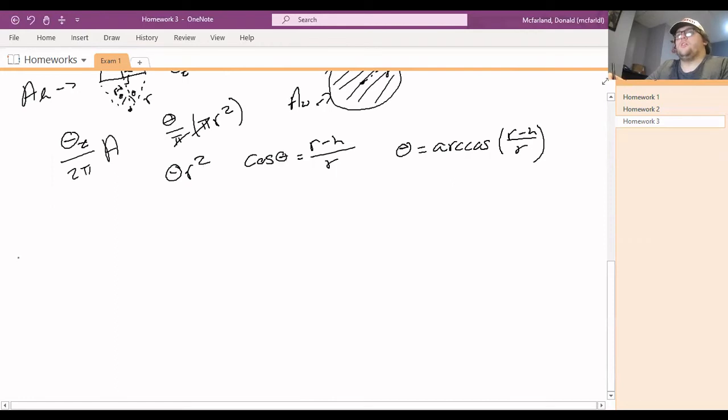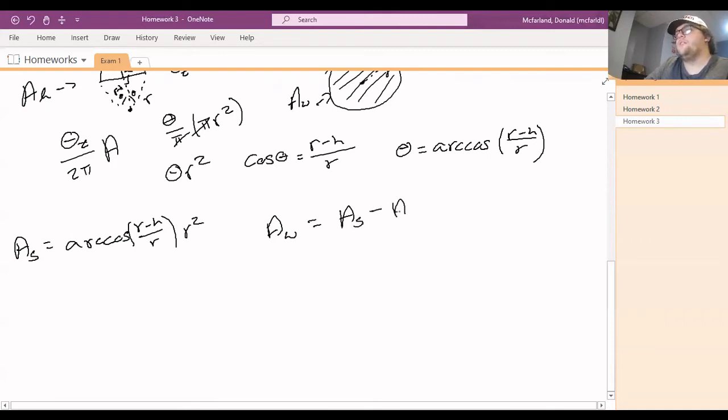Now our area of the section is arc cosine of r minus h over r times r squared. So remember, to get the area underneath the water, it will be the total area of the section minus the area of the log outside the water, or AH. So we got this now. Now we need to find AH.